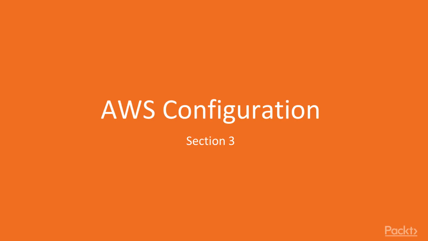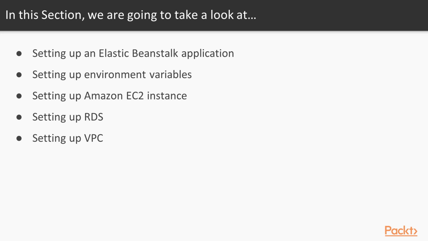Now we get to section 3, where we are going to do the AWS EC2 setup. EC2 stands for Elastic Compute Cloud, and this is where we are going to deploy the application which we created in the earlier sections. So in this section, we are going to take a look at setting up the Elastic Beanstalk application, setting up some environment variables, and then a bunch of other activities which you can follow along in all these videos.